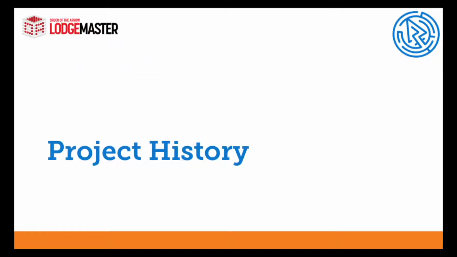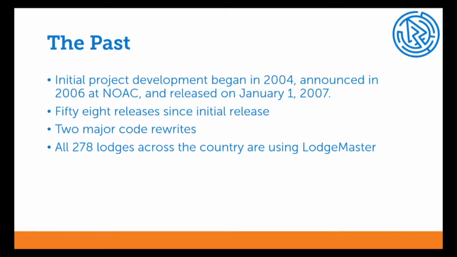So we're going to dive in to some project history before we go into the demo. So a little bit about LodgeMaster. The LodgeMaster project development began in 2004, and at the 2006 NOAC, they announced the project. Then in 2007, about a year later, version 1 of LodgeMaster was released. Since version 1 being released in January of 2007, we've had 58 releases since, 2 major code rewrites, and all 278 lodges across the country are using LodgeMaster in some capacity.